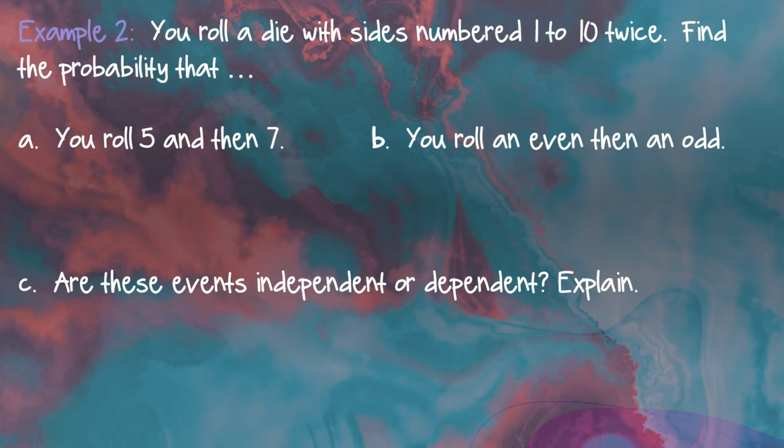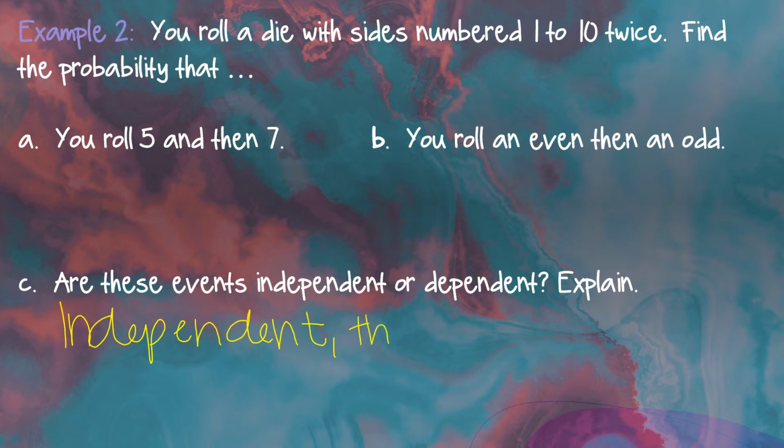All right, so you roll a die with sides numbered 1 to 10 twice. Find the probability that, okay? So we need to decide, are these events independent or dependent? Well, when you roll a die, the first roll has no impact on the second one. So these are going to be independent. I'm going to go ahead and answer part C first because that will help us with parts A and B. Independent, the first roll does not impact the second roll. You could say that in a couple different ways. This is probably the most straightforward way: does not impact.